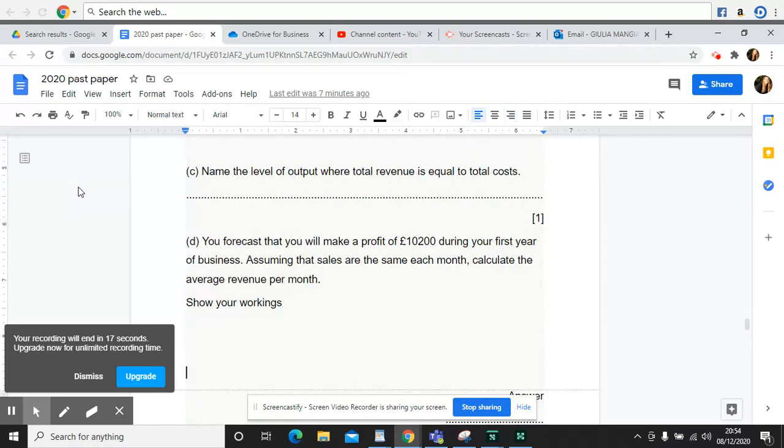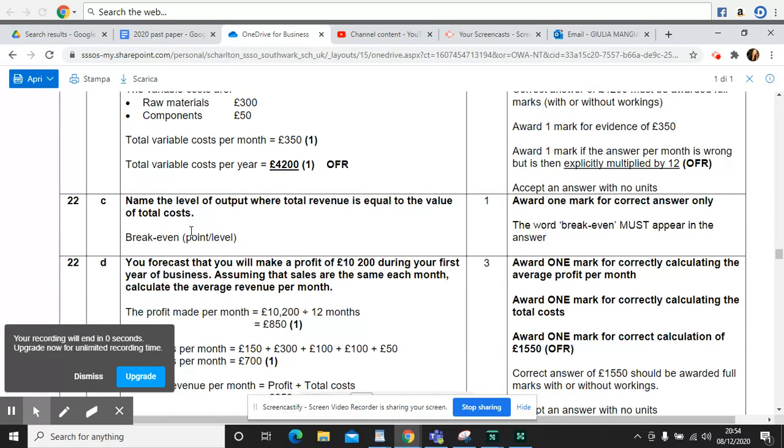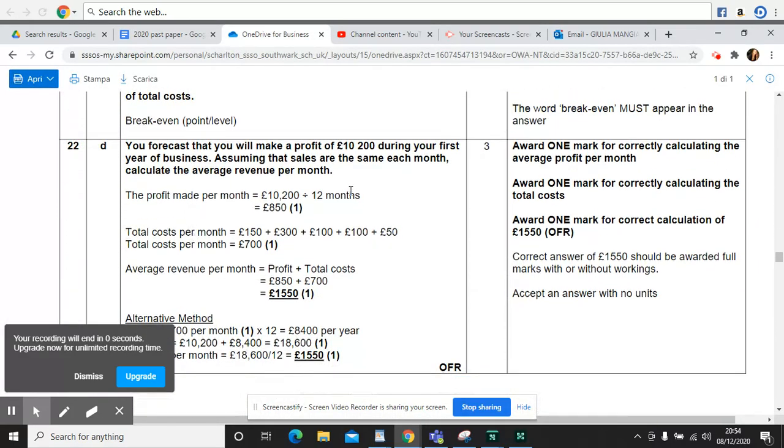Now question 22D. You forecast that you will make a profit of £10,200 during the first year of business. Assuming that sales are the same each month, calculate the average revenue per month. So that's what we need to understand: we're not doing it per year, but per month. First we need to calculate the profit made in 1 month, so we divide it by 12, and we get 850. Then we've got to find the total cost per month, and that is 700, which was given to us before.